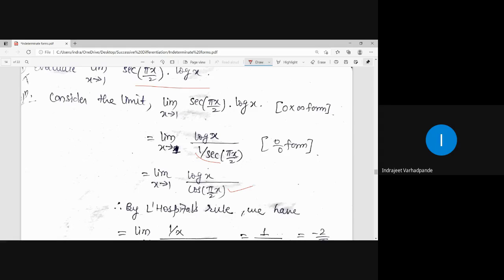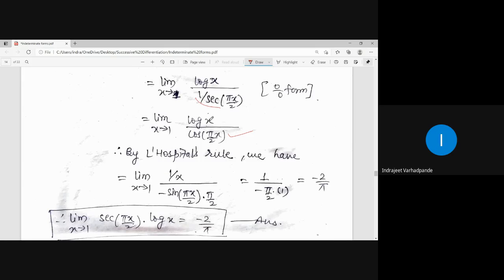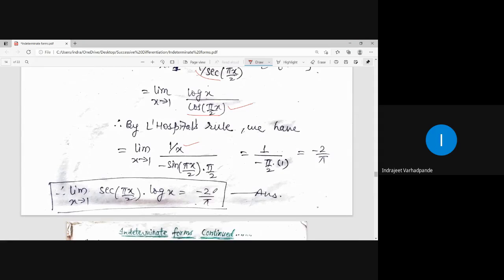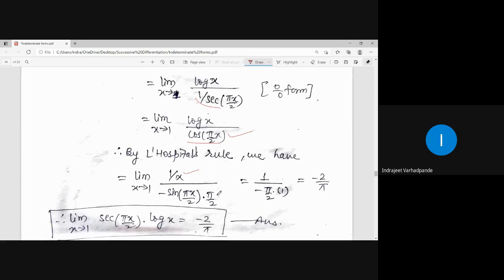So do not disturb log, keeping log as it is. I will be transferring the term of sec in the denominator. 1 upon sec is cos. Derivative of cos is minus sine. Sine 90 is 1. Cos 90 is 0. Right? So derivative of log x is 1 by x. Derivative of cos pi by 2x is minus sine pi by 2x into constant term pi by 2. After simplification, I am getting the answer as minus 2 by pi.